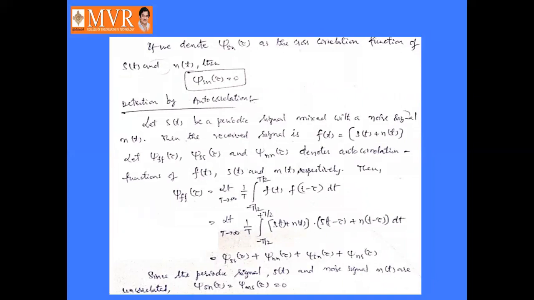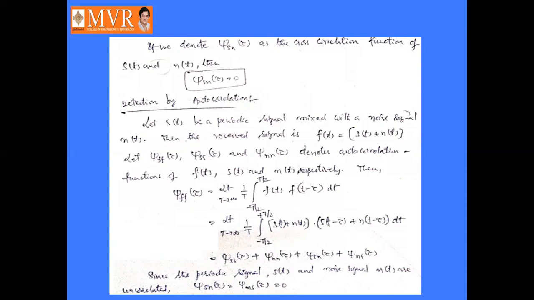First of all, we'll see the detection by autocorrelation. Let S of t be a periodic signal mixed with a noise signal n of t. Then the received signal is f of t, which is a combination of S of t and n of t. That's why f of t can be represented as S of t plus n of t. Let J_f of tau, J_ss of tau, and J_nn of tau denote the autocorrelation functions of f of t, S of t, and n of t respectively.